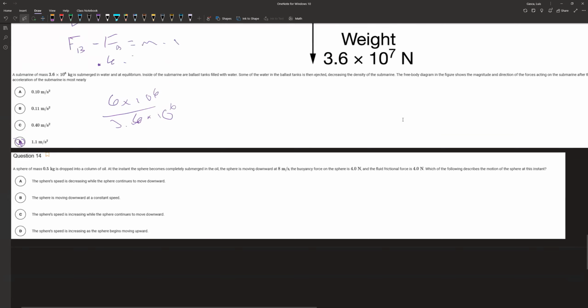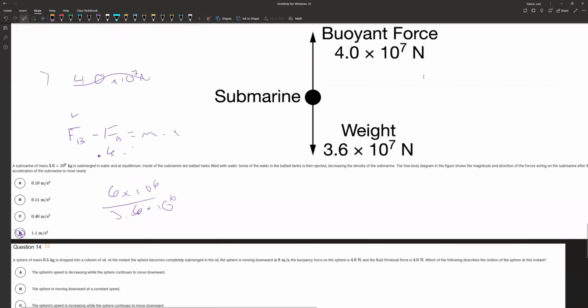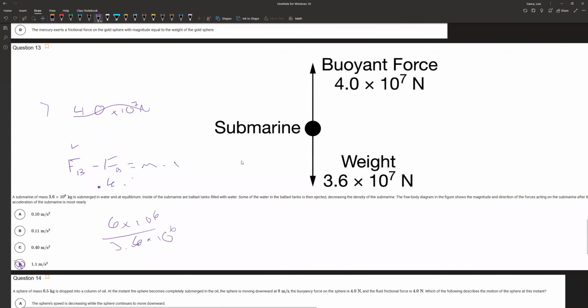Oh, yeah, 4. Sorry, I did bad math. Right, 40 minus 36 leaves you with 4, not 6. Thank you, really appreciate that. Yeah, so this is just F equals ma. Net force equals mass times acceleration. But you still got D.